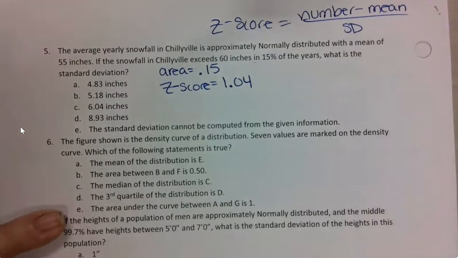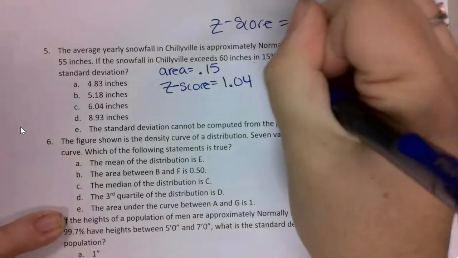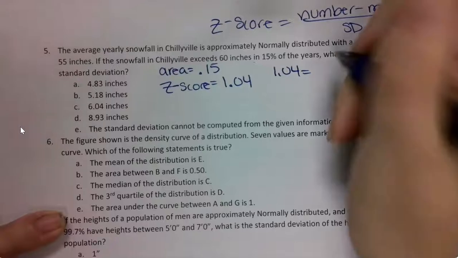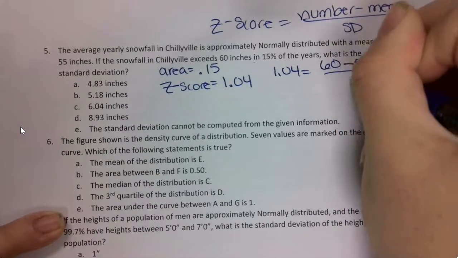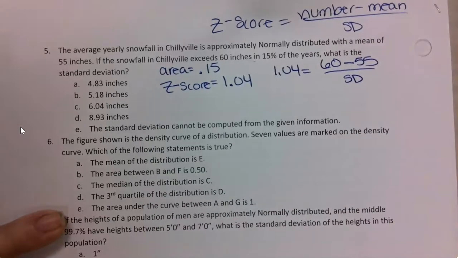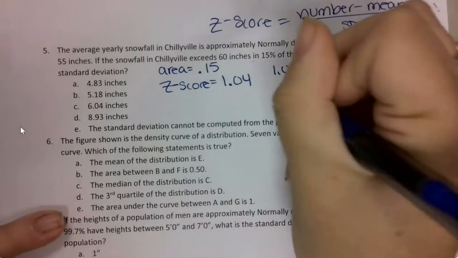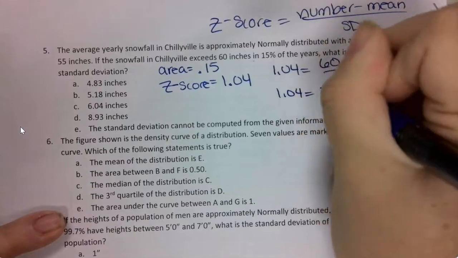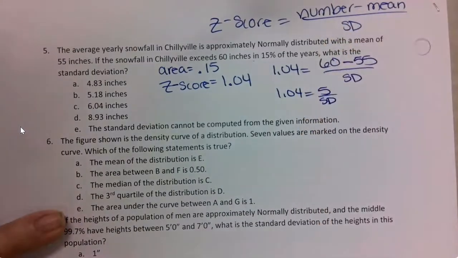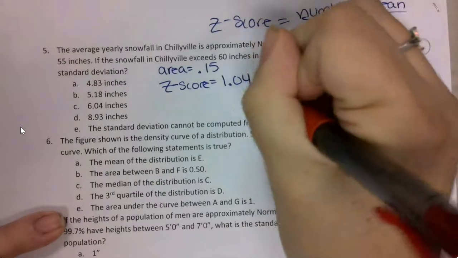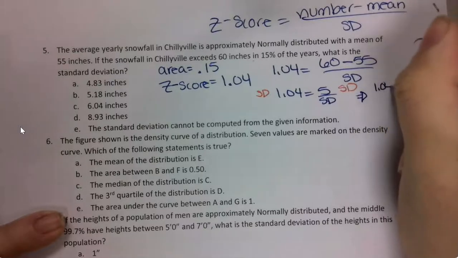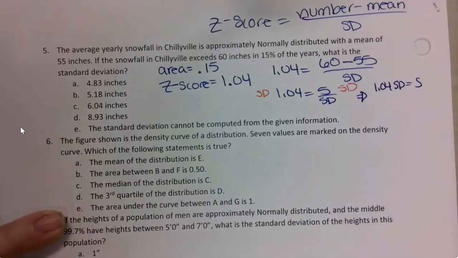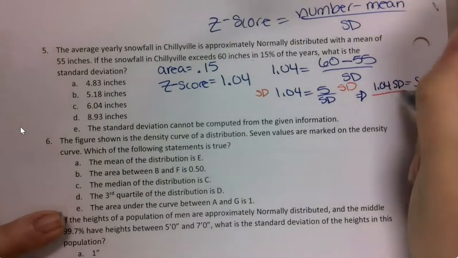Then I want to plug in what I know into my problem. So I'm going to have 1.04 equals 60 is the number I care about. My mean is 55, and the standard deviation is what I don't know. So I can simplify this to be 1.04 equals 5 divided by my standard deviation. I can get my standard deviation out of the denominator by multiplying both sides, which is going to give me 1.04 times my standard deviation equals 5. Then I can just divide both sides by 1.04.